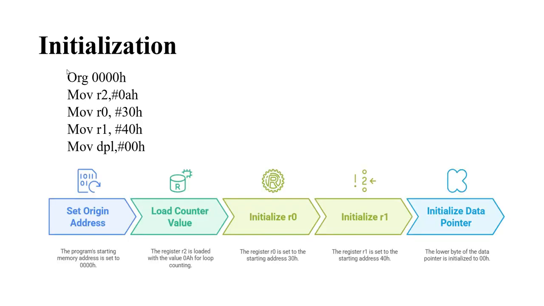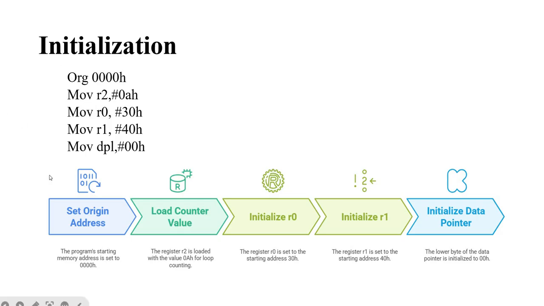The first step is initialization. Here the first step in initialization is setting the origin address, that is ORG 0000H. This directive sets the origin address for the program to 0000H, which is the starting point of the code in the memory.